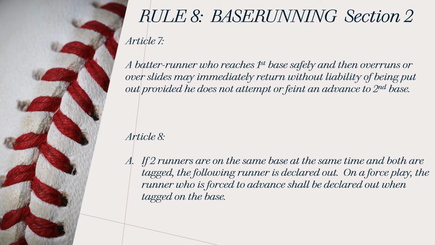Article 8, if 2 runners are on the same base at the same time and both are tagged, the following runner is declared out. The leading runner is the one who is legally occupying the base. The following runner is not. He is the one who is declared out. On a force play, the runner who is forced to advance shall be declared out when tagged on the base. These are some of the little quirky things that can happen. It's important that we get the correct person out and we announce the correct person out.